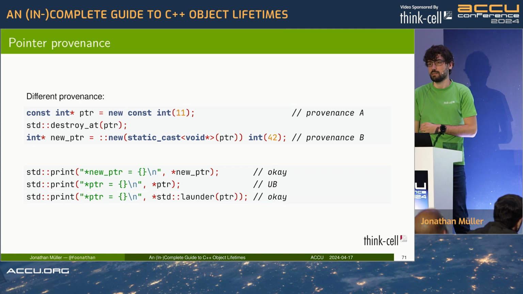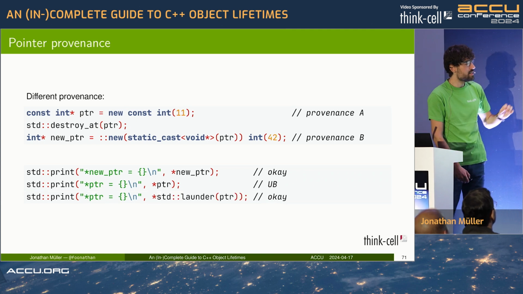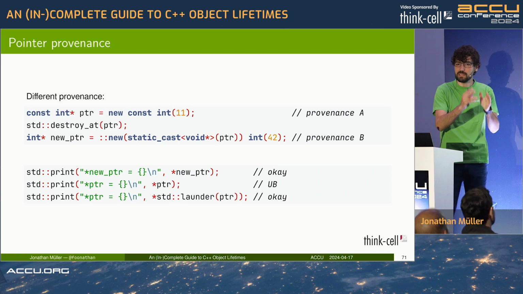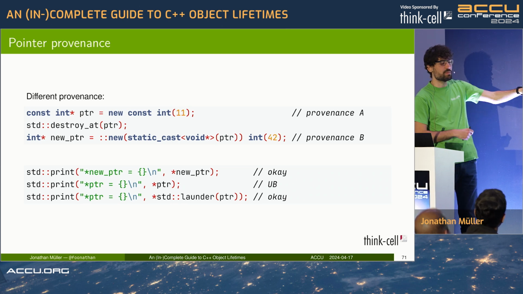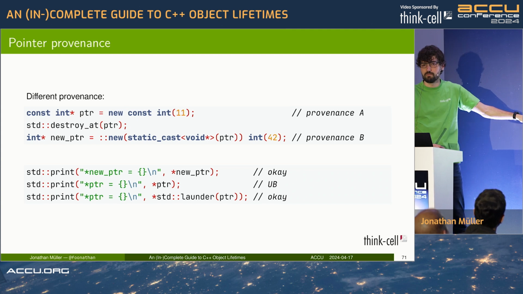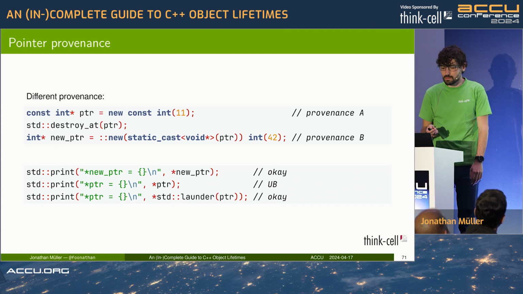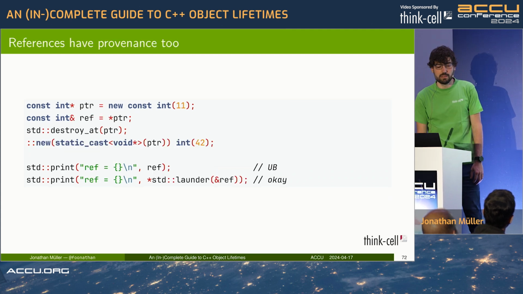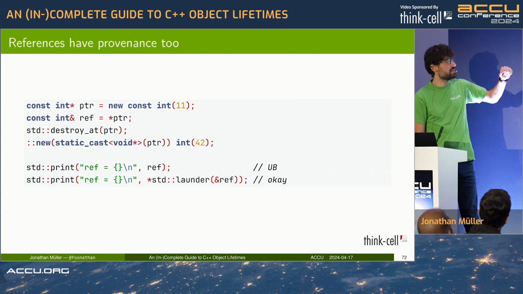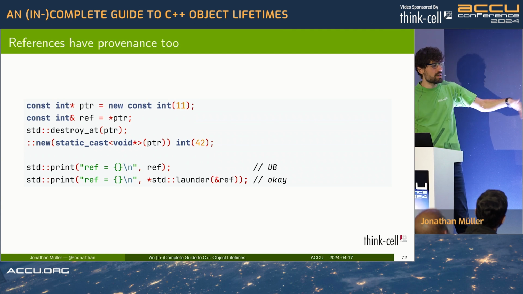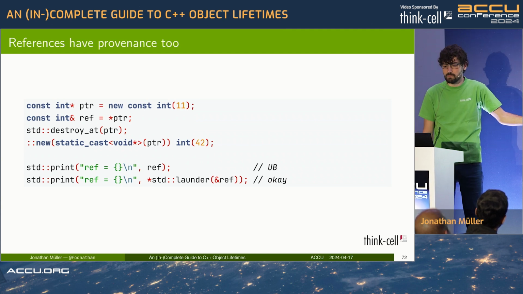We have to launder it. Because what launder does is take the address and fix the provenance. It keeps the address unchanged, but sets the provenance to B, because that is the currently valid provenance of that address, and then we can use it. And the same thing also applies to references. A reference also has provenance. It has the provenance of the A object, so when we replace it, the provenance is wrong, so we have to launder it.